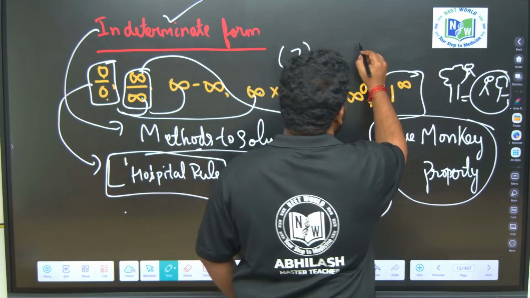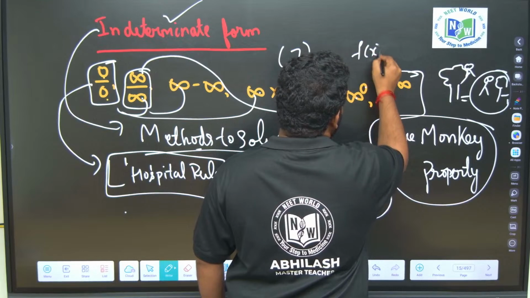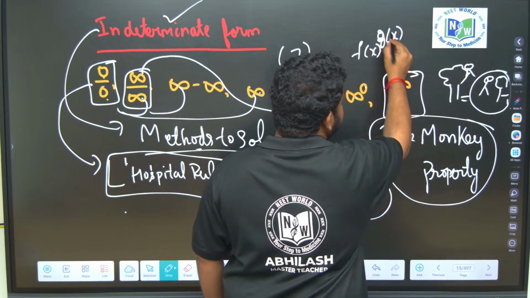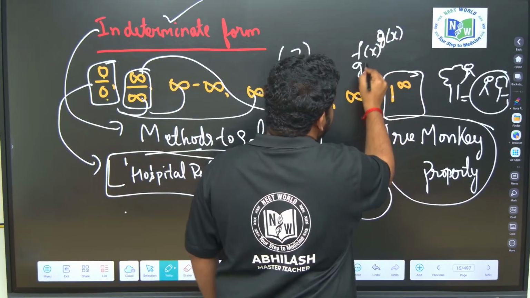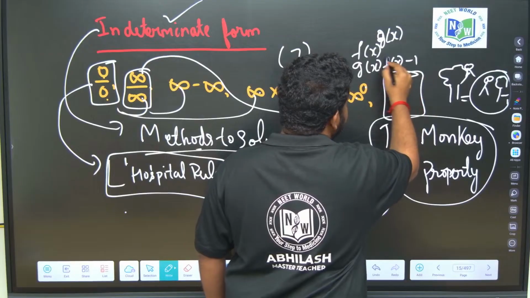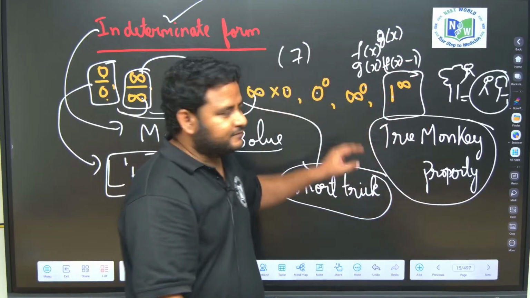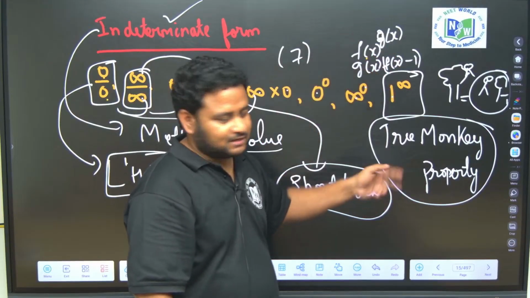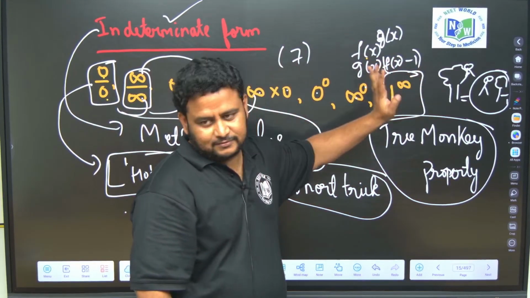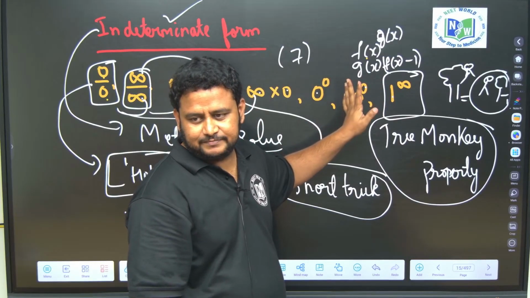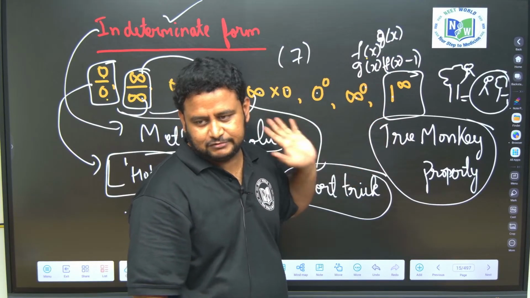Or you can say that the function will be f of x to the power of g of x. The g of x is the monkey, so g of x comes down, and along with that, for this f of x, 1 is removed, that is, you have to subtract 1. Why? Because this is the tree, and while the monkey is coming down it will break one branch. So for f of x you remove 1, and g of x comes down. This is the meaning of it. Clear? This is the tree monkey property we will use.